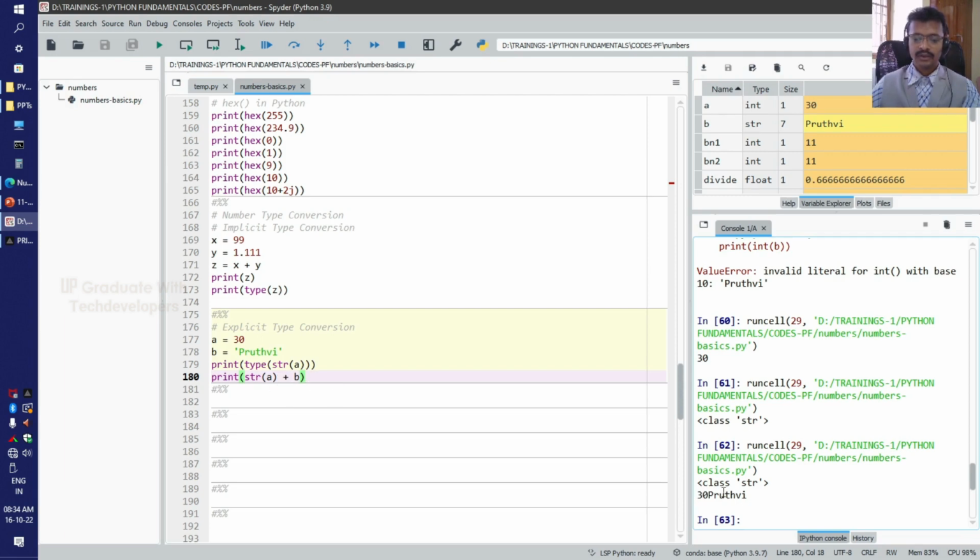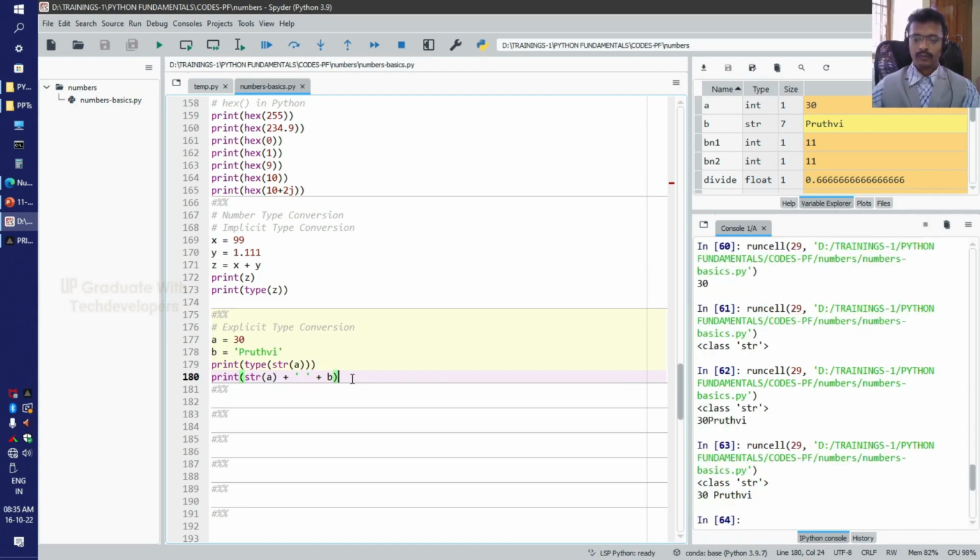If we want space in between 30 and Prithvi, we need to use a single space between two strings. So we got 30, space, and then Prithvi. So this is how the implicit type conversion and the explicit type conversion happens in Python.